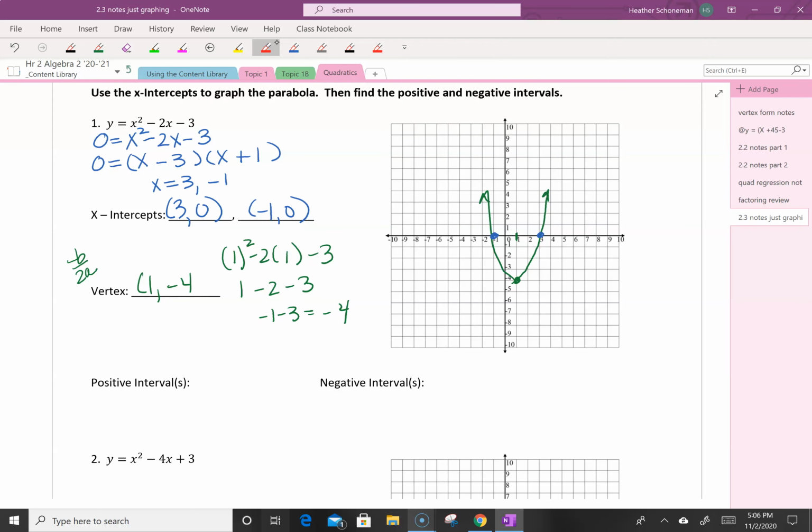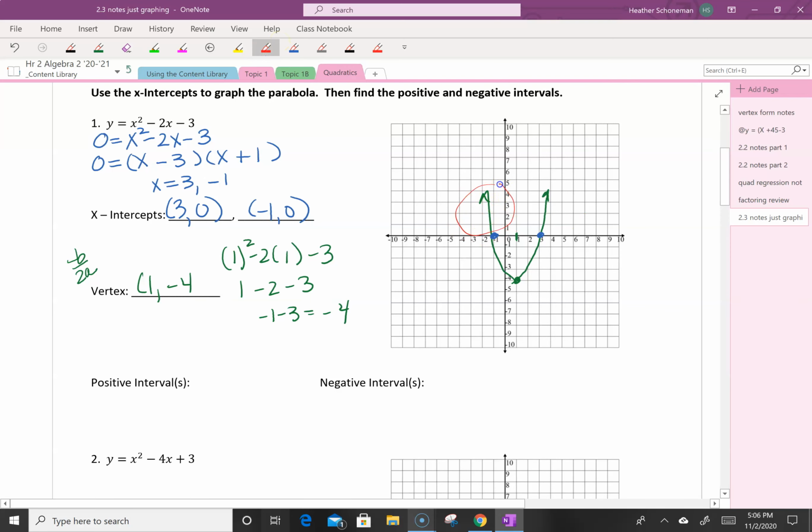What's new this time, or it's not new, but we've never done it with the parabolas, is identifying the positive and negative intervals. So positive intervals are everything that's above the x-axis. Negative intervals are everything that's below. So in this graph, I have this positive interval and this positive interval, and below I have this one. Now, when we do these intervals, we are going to write them in as inequalities, not in interval notation.